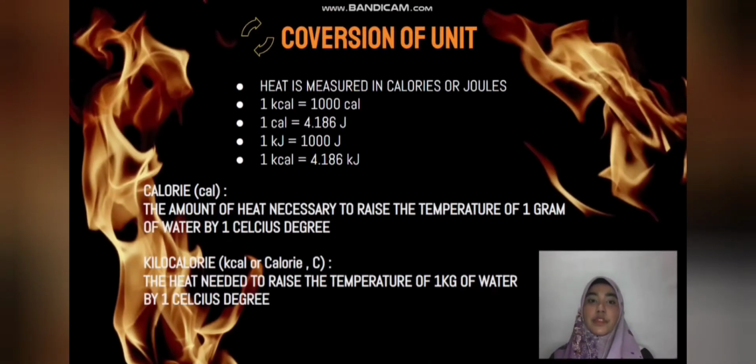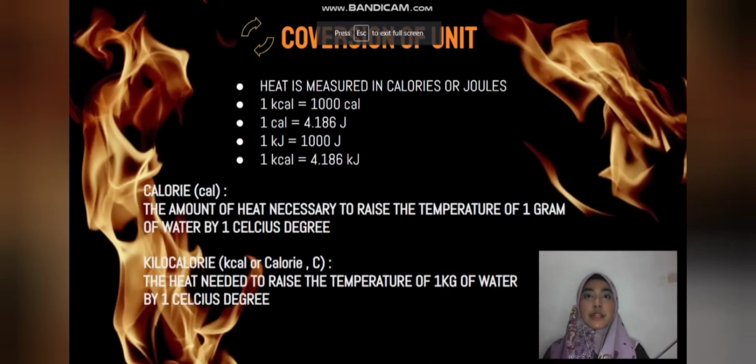Conversion of unit: 1 kilocalorie equals 1000 calories. 1 calorie equals 4.186 joule. 1 kilojoule equals 1000 joule. 1 kilocalorie equals 4.186 kilojoule. A calorie is the amount of heat necessary to raise the temperature of 1 gram of water by 1 Celsius degree, and a kilocalorie is the heat needed to raise the temperature of 1 kilogram of water by 1 Celsius degree.